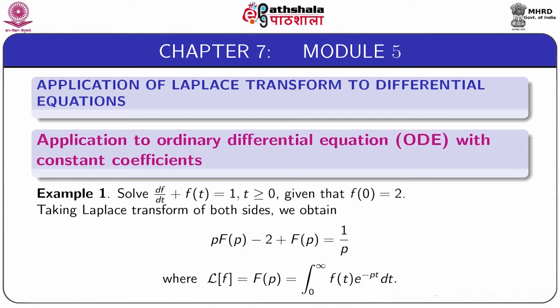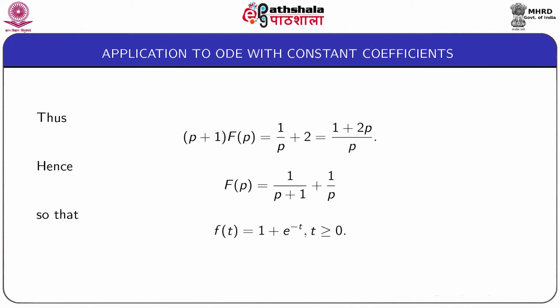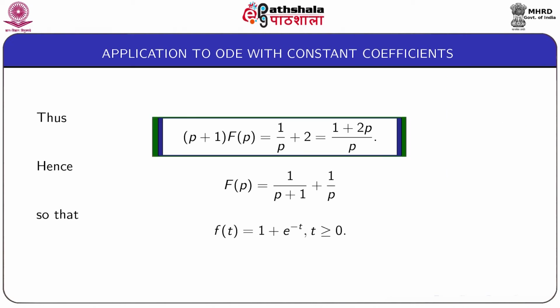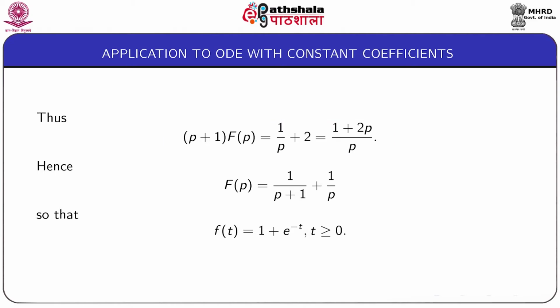Now, we rearrange this equation to obtain (p plus 1) F(p) equal to 1 by p plus 2, and that is equal to (1 plus 2p) by p. Breaking it into partial fractions, we get F(p) equal to 1 by (p plus 1) plus 1 by p.